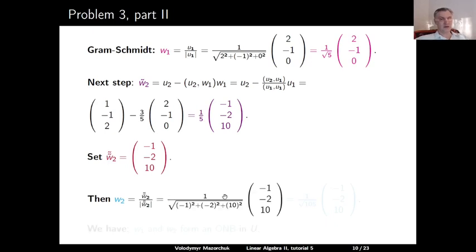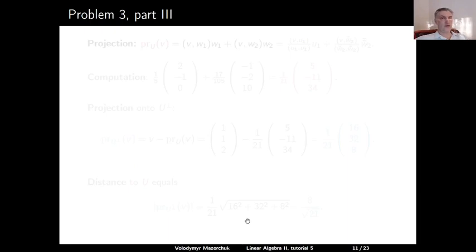So this is equal to the vector (-1, -2, 10) times 1 divided by the root of (-1) squared plus (-2) squared plus 10 squared. So this is 1 divided by the root of 105 times the vector (-1, -2, 10). And the vectors w1 and w2 form an orthonormal basis in U.